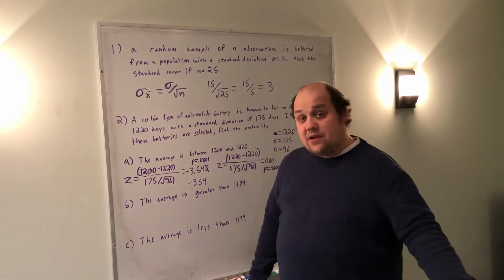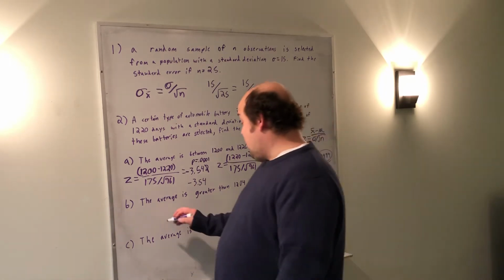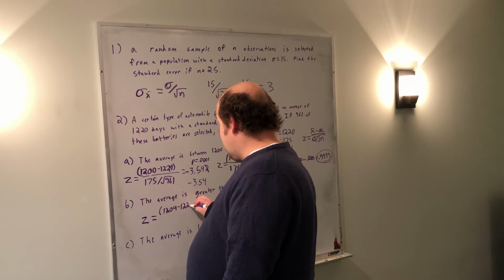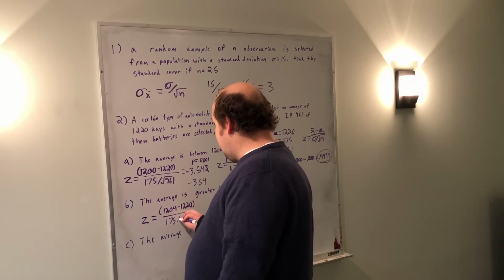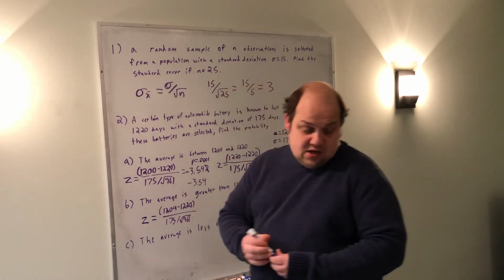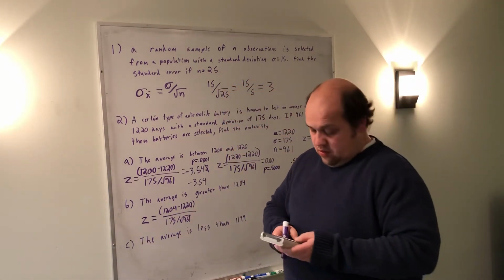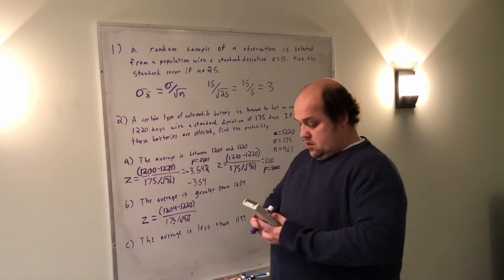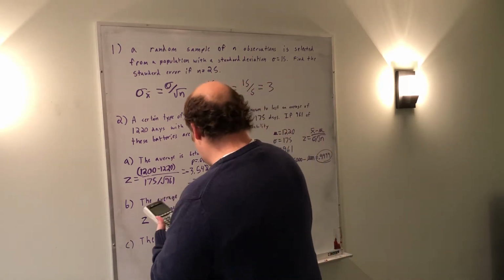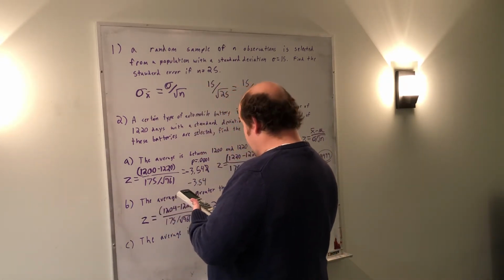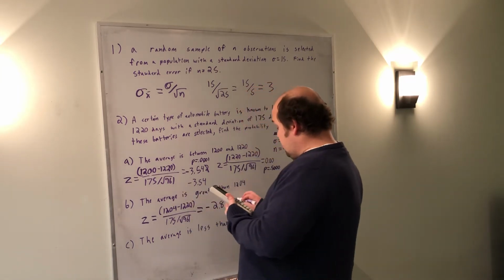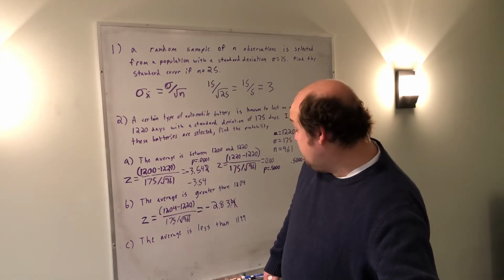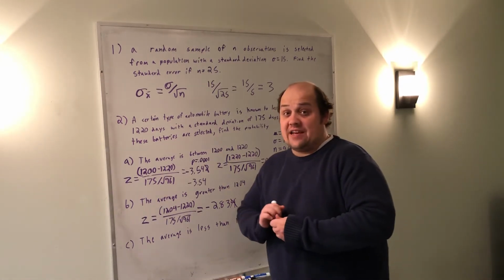For part B, it asked me when the average is greater than 1204. So I set up my z-score, 1204 minus 1220 over 175 divided by the root of 961. When I put this into my calculator, 1204 minus 1220, I get a z-score of negative 2.834. I'm going to drop this 4 and just call it negative 2.83. Had it been negative 2.837, for instance, I'd have to call it negative 2.84.